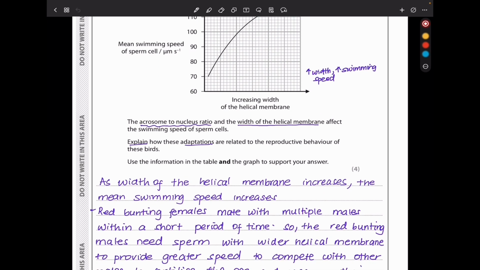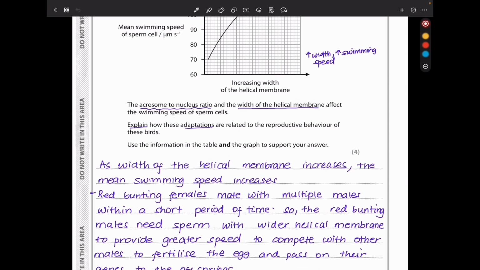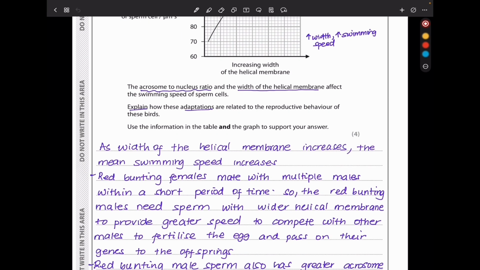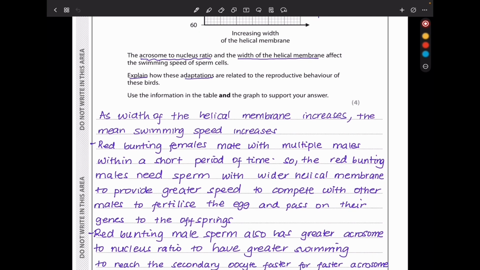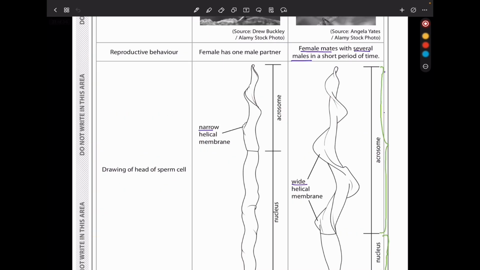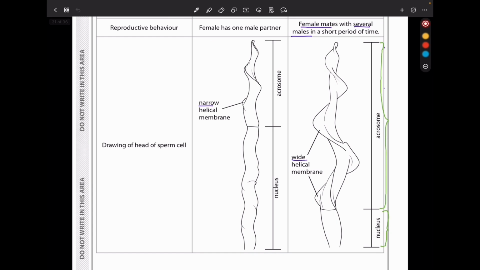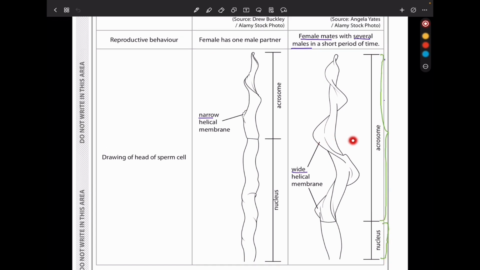And down here, they say the acrosome to nucleus ratio and the width of the helical membrane affect the swimming speed of the sperm cells. Explain how these adaptations are related to the reproductive behavior of these birds. Use the information in the table and the graph to support your answer. From the table, we can see the red bunting has a greater acrosome to nucleus ratio, and it also has a wide helical membrane compared to this one.